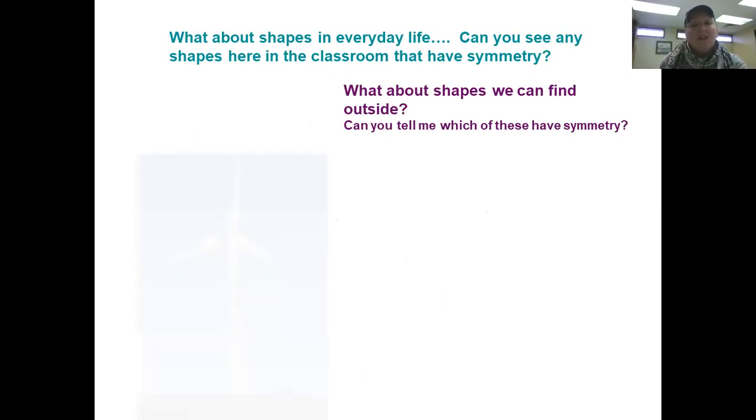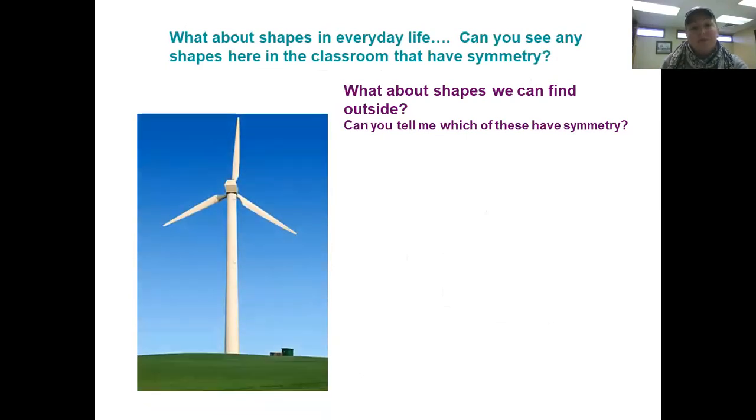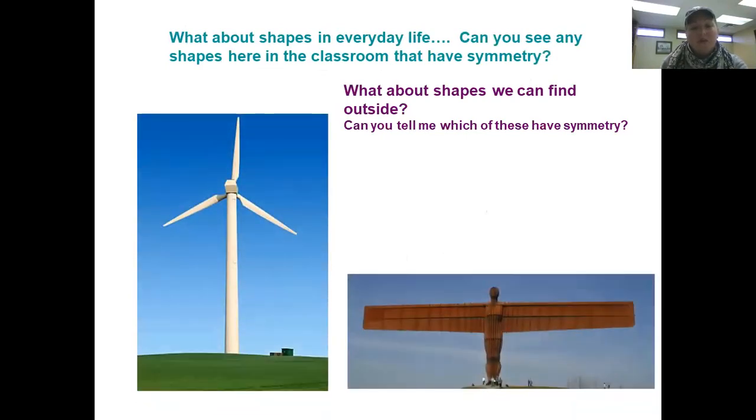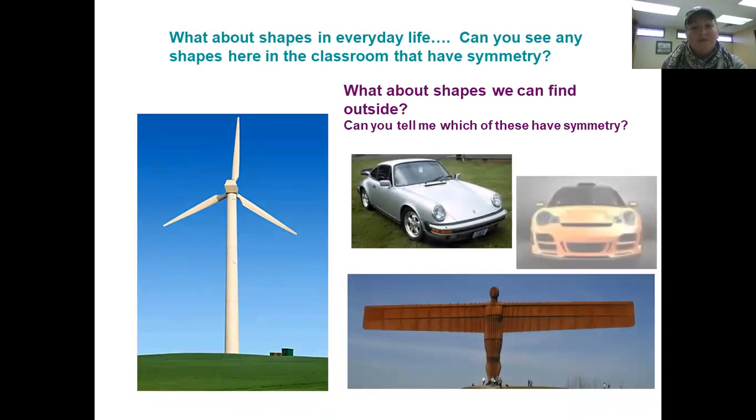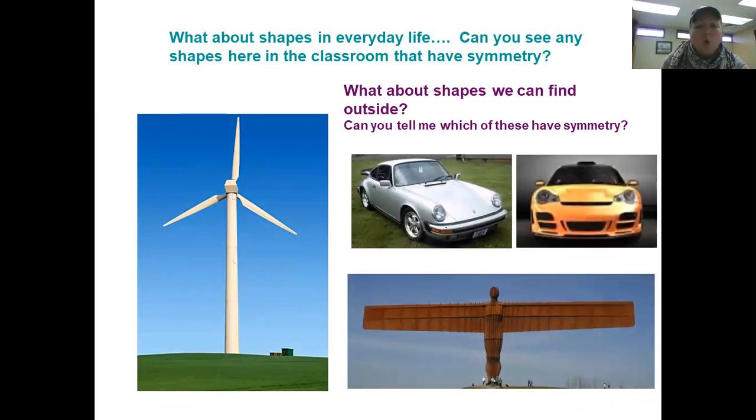Can you tell me which of these have symmetry? Look at the orange car. If I put a line right down the middle, it looks the same on both sides. That would be symmetry. How about this? If I put a line right down the middle, that would be symmetry. If I put a line down the middle here, it wouldn't exactly be symmetry.